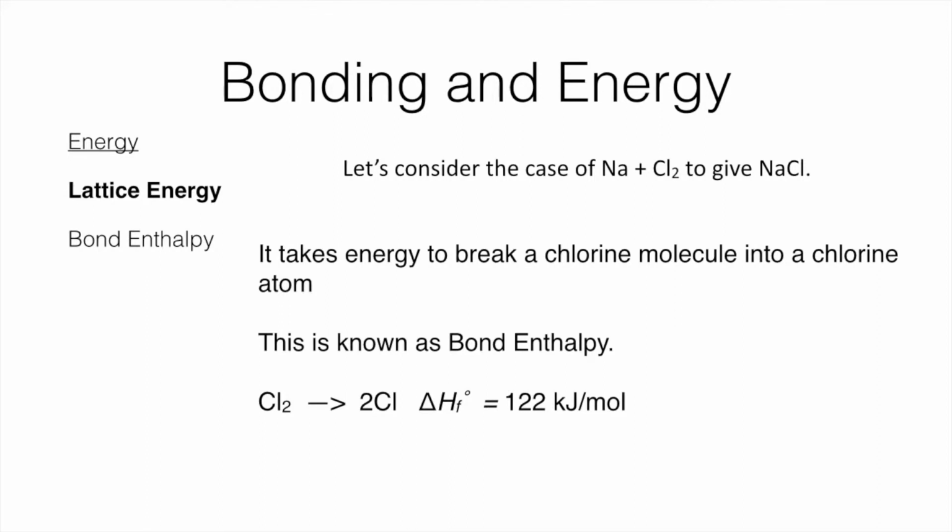Now we have to also look at the energy it takes to break a chlorine molecule into chlorine atoms. And this is what's known as bond enthalpy. As you can imagine, it takes energy to break a bond apart. We're going to explore this topic in a whole other video in a few days, but for now just realize it does take energy to break bonds. So to break a chlorine bond into two chlorine atoms, that takes around 122 kilojoules per mole.